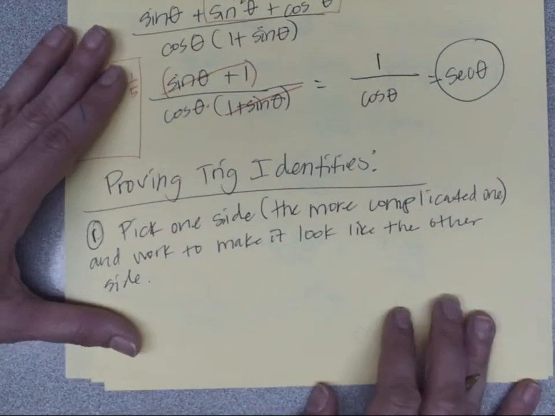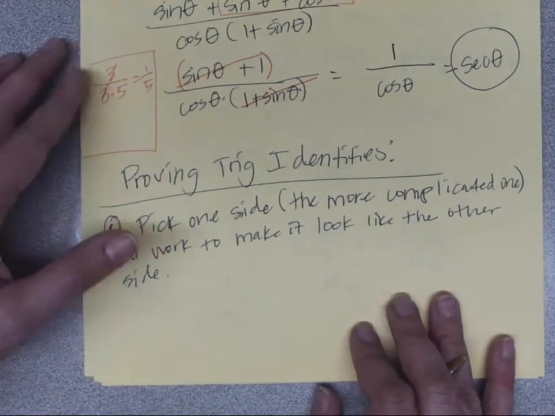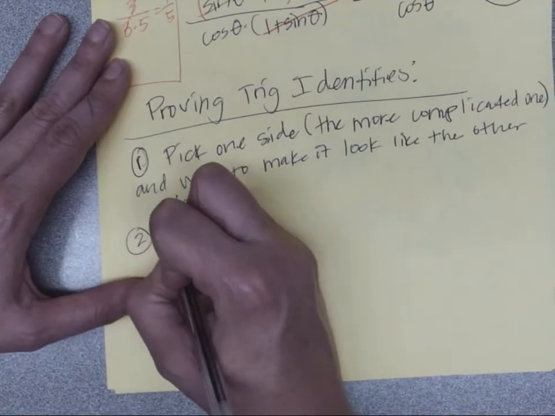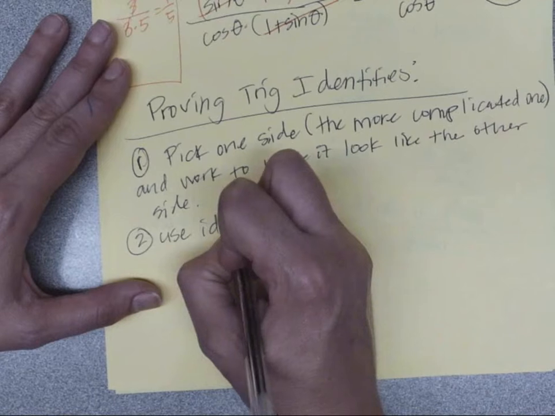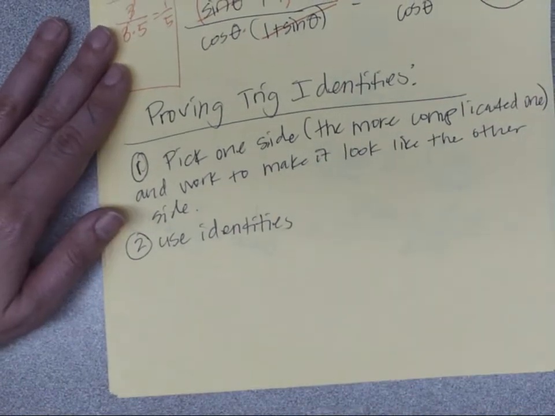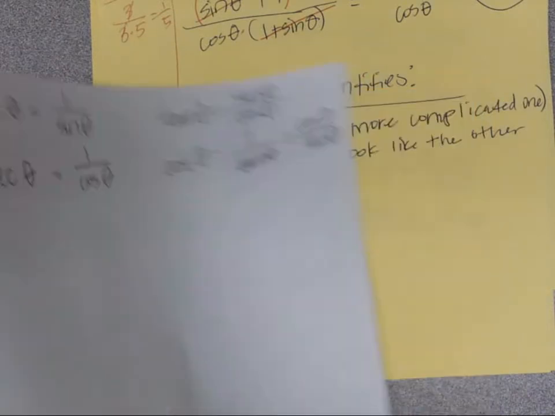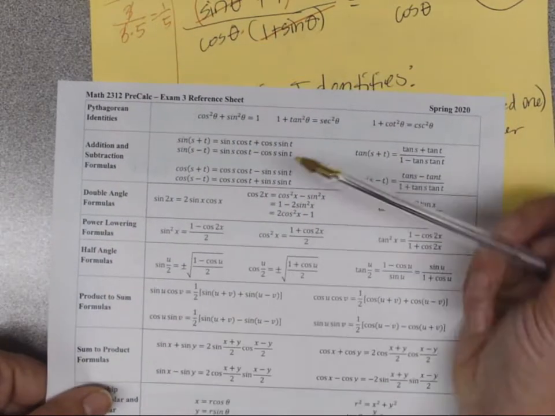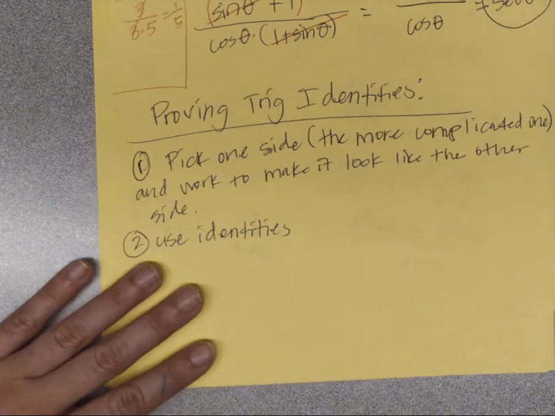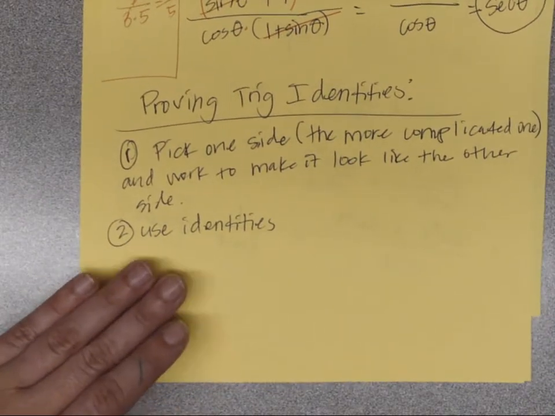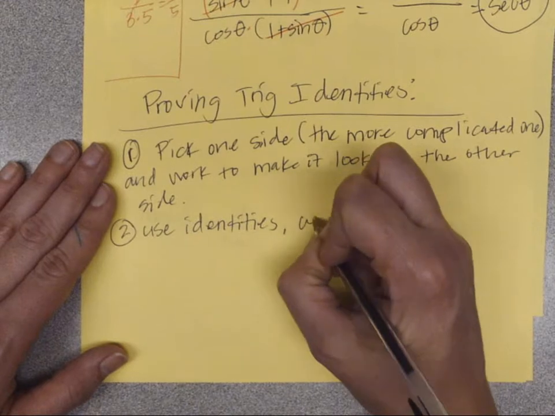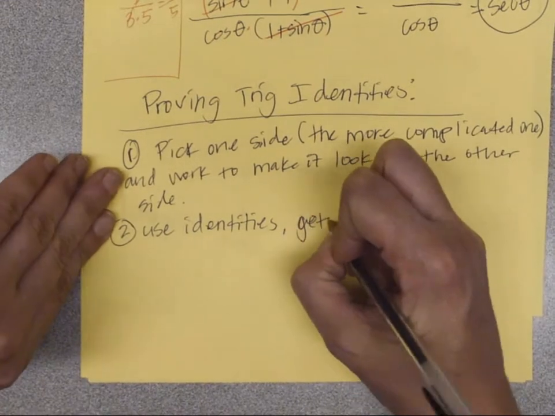Okay, so that's the first thing you're going to do. Another helpful trick is to use your identities, the ones that we wrote on the back of the paper. So far, we can use the top ones. We're not going to use any of these yet until the future sections. Also, it's helpful if you have two things, we've seen this twice already, to get a common denominator.